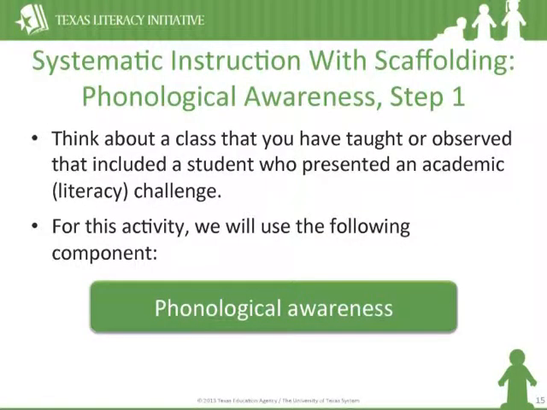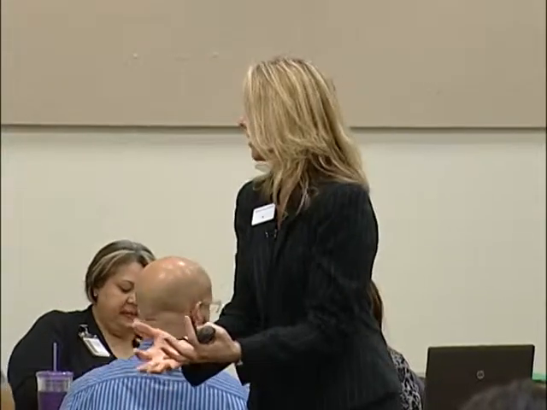All right, so the 4-step process. Step 1 is you think about a class that you have taught or observed, and you include a student that presented a particular academic challenge with a particular literacy component. So I'm thinking about my class, I got it. For this activity, I'm going to use phonological awareness. With this class, I've got a group of kids who are having a hard time with phonological awareness. Bam, I'm going to pull that component out. This is what I'm going to zero in on and be a little bit more systematic with. Okay? That's step 1.